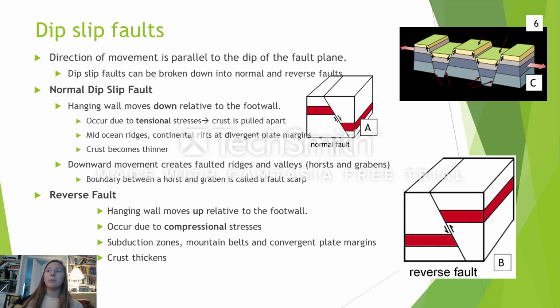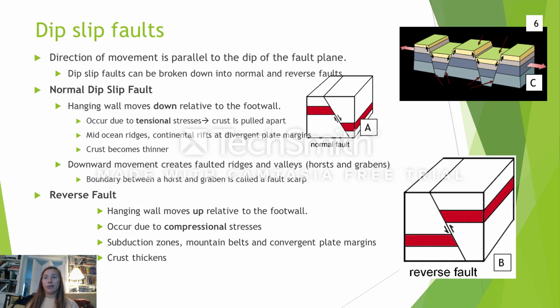When this happens, it usually happens in a series. It's going to happen in a pattern of ridges and valleys, and we call those horsts and grabens. Those are going to be in the upper right-hand picture. You'll see that it forms a kind of ridge and valley feel to it. The uplifted blocks are going to be the horsts.